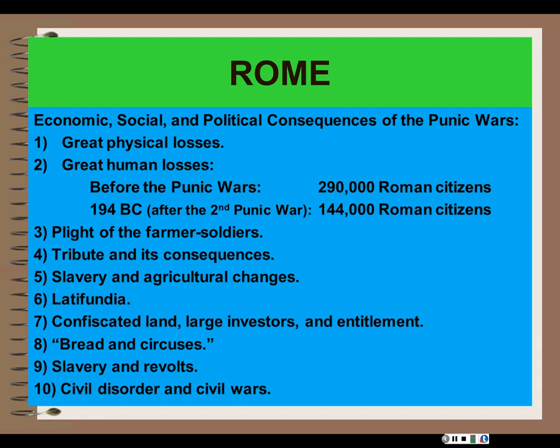The third thing is the plight of the farmer soldiers. Some of these farmer soldiers of Rome chose, after the Punic Wars, to remain in the army. To them, the army was much more secure financially. It was a paycheck. It certainly was more exciting in terms of travel, etc. And so some of those farmers who had left their farms to become soldiers during the Punic Wars never really returned to being farmers. But others did return to be farmers back in the Italian peninsula.